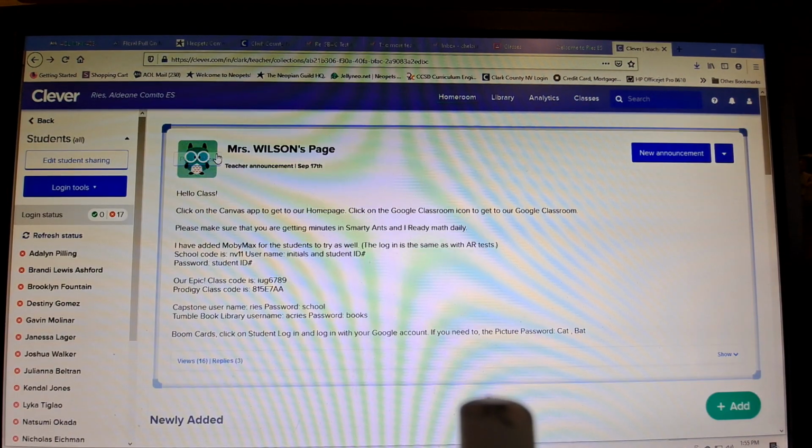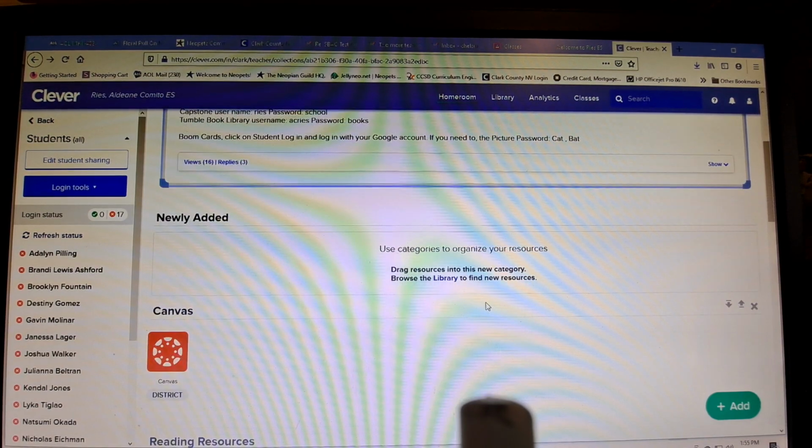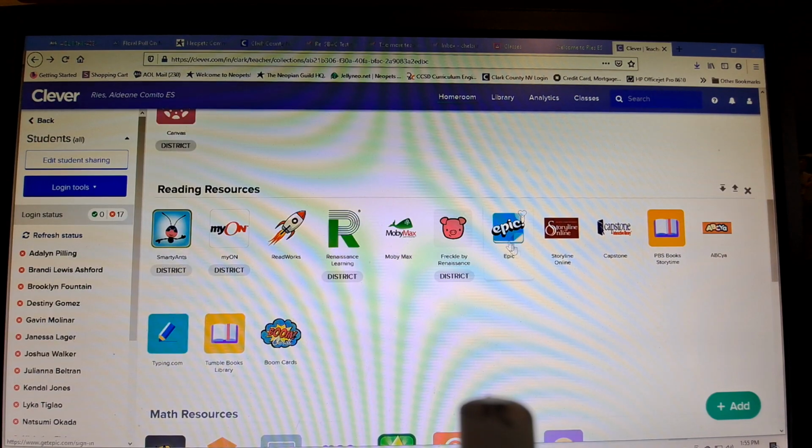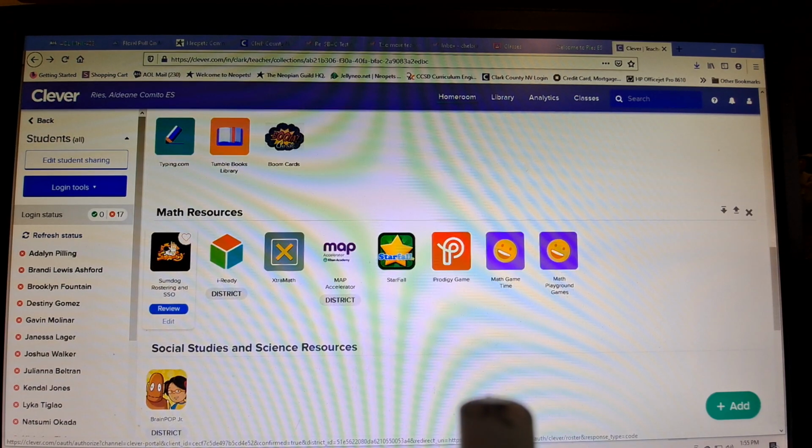Again, I like for the kids to go to my page just because I have everything in there that they could possibly need. Here's the button, of course, to Canvas. And then here are all these reading resources. Freckle is new from the district, and they can go on that as well. I do like, and I tell them this all the time, for them to do their 10 minutes on Smarty Ants a day. And then down here, their 10 minutes on iReady Math every day. They could do extra math if they like.